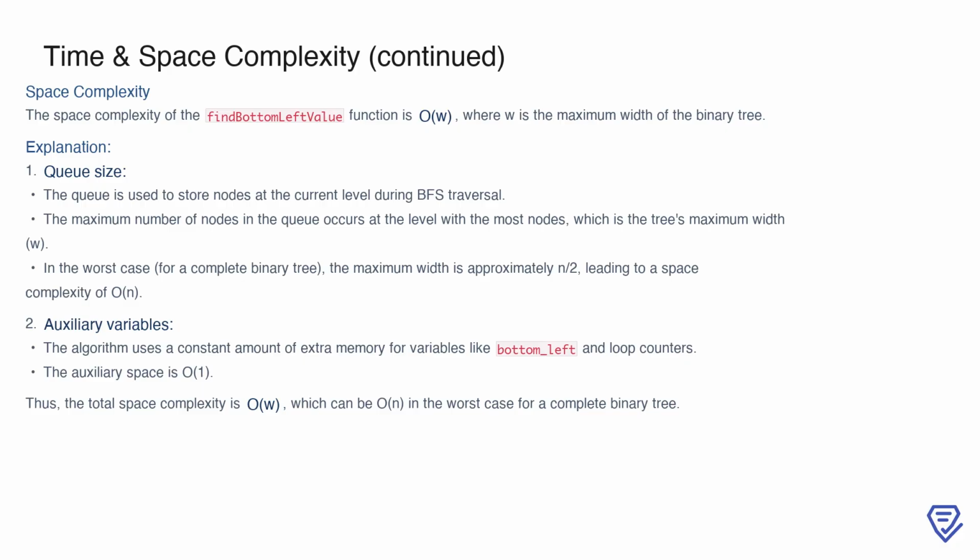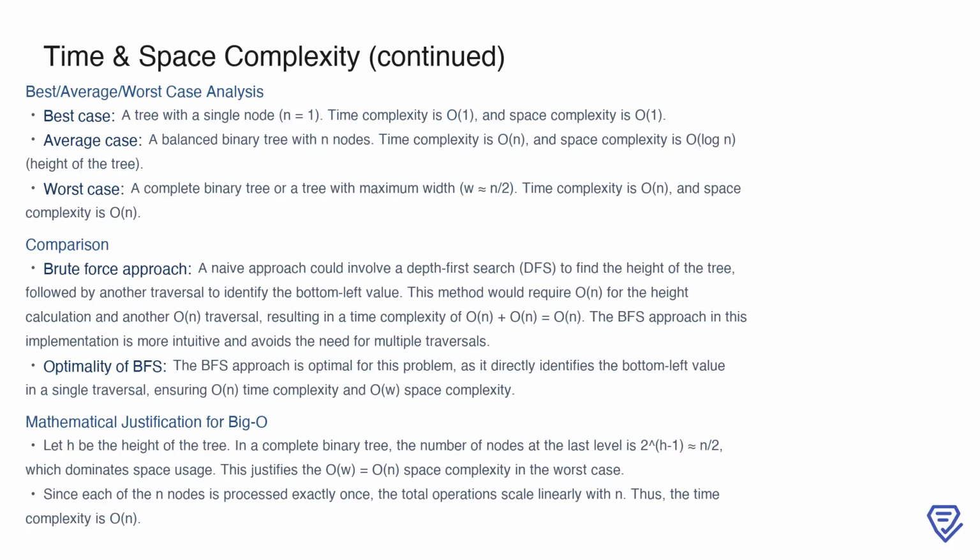In the worst case of a complete binary tree, where W is approximately n/2, the space complexity simplifies to O(n). In terms of best, average, and worst-case scenarios, the function behaves as follows. In the best case, where the tree consists of a single node, n equals 1, and both the time and space complexities are O(1).